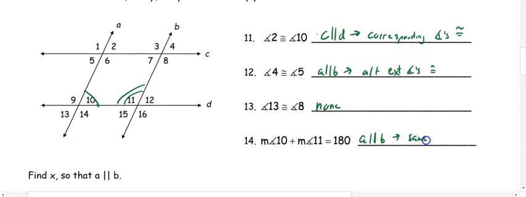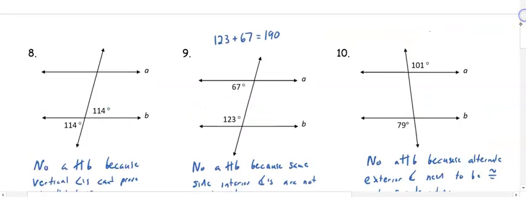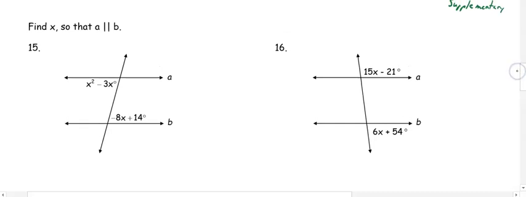Because we have same side interior angles, they are supplementary. So now we want to solve for x so that A is parallel to B. So in number 15, here we have alternate interior angles, which means that they need to be congruent.